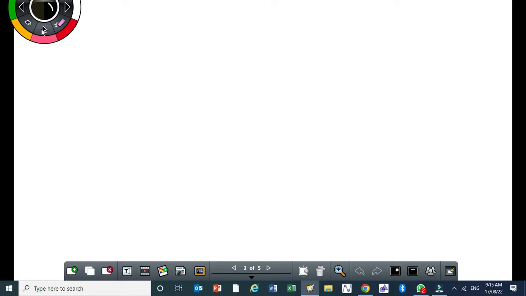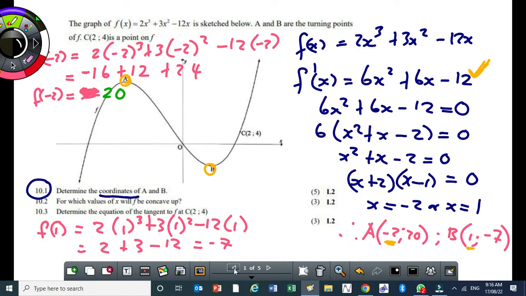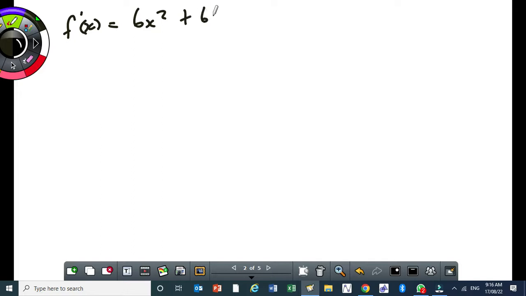I want us to do an analysis of the relationship between the cubic function and its first derivative, so that you can be able to visualize it. Okay, so our first derivative is 6x squared plus 6x minus 12. I'm sure you can agree with me that the y-intercept is what? Negative 12.